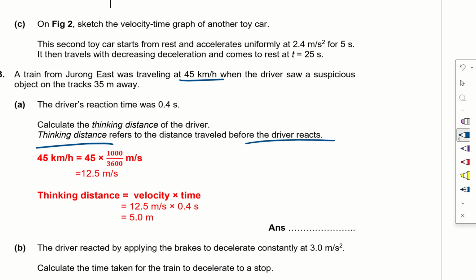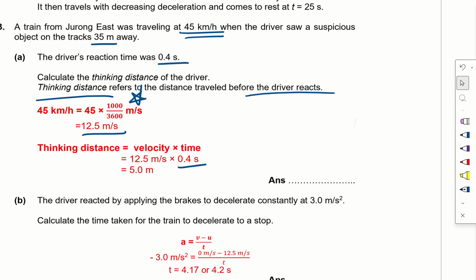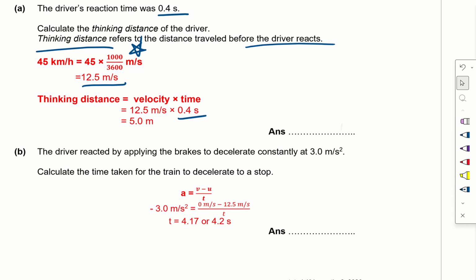So take note, the unit is 45 km per hour. How do we convert it to meter per second? Because you see other quantities are given in meters and seconds. So we multiply by 1000 divided by 3600. So make sure you know this. And we get a speed of 12.5 meter per second. Now the thinking distance is the velocity multiplied by the time taken, so it is 5 meters.